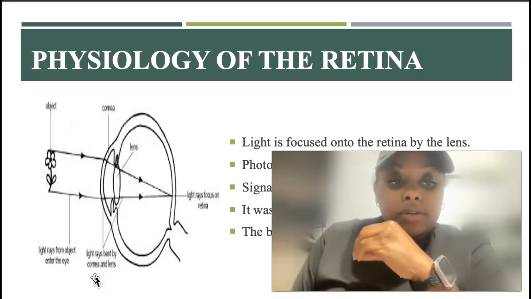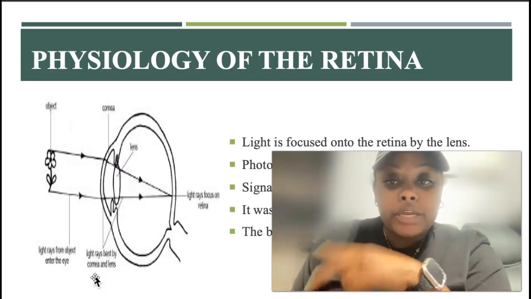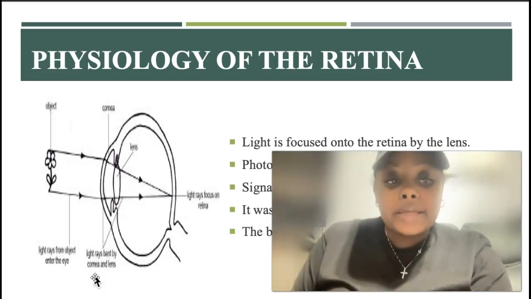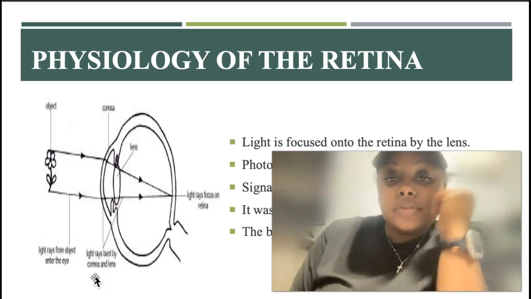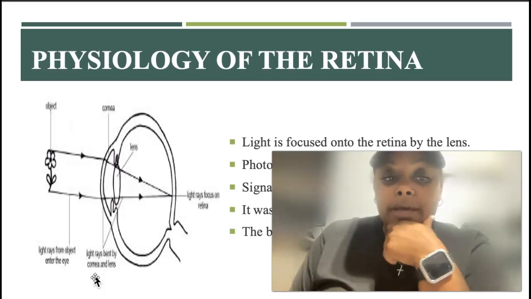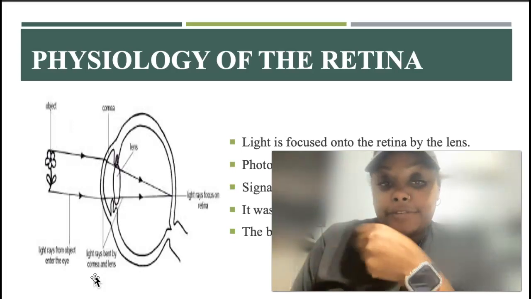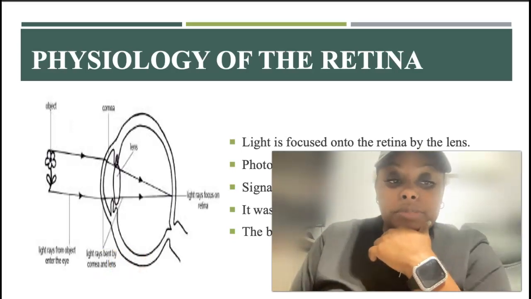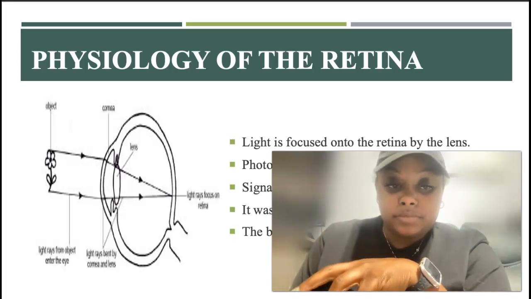There are 3 types of cones in the human eye, which contain different types of photopigment responding to red, green, and blue light. People who are colorblind usually lack the cones with the different types of photopigments. That's why most people who are colorblind are colorblind to red, green, or blue light, or they can't tell the difference. The bipolar cell layer is where the horizontal cells and the amacrine cells are.